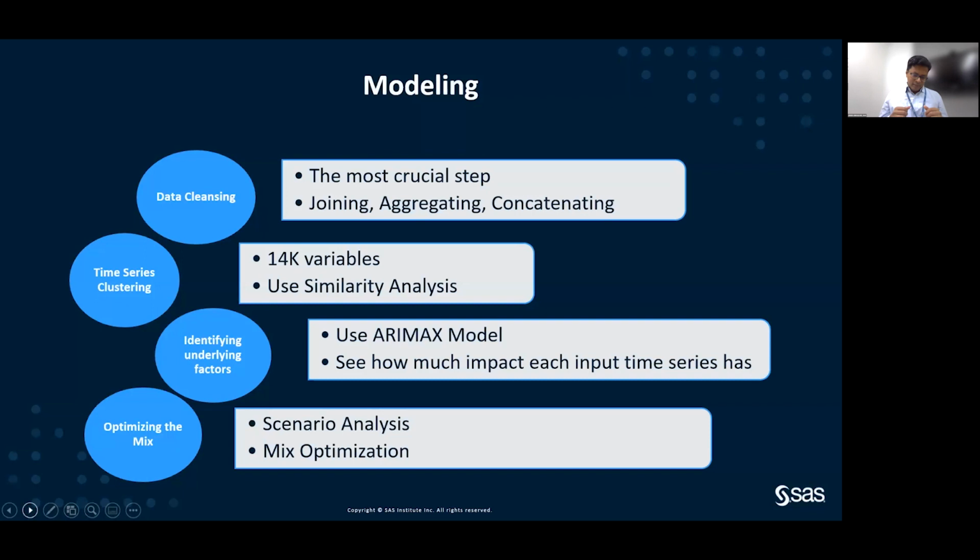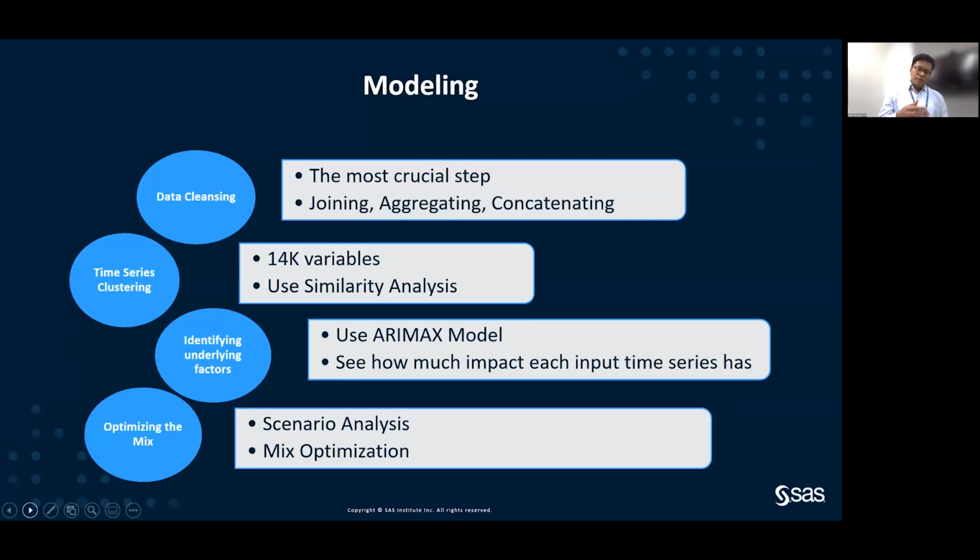We found that there were 14,000 time series variables, and if we try to analyze each and every time series variable, it is not feasible. So we had to naturally cluster the time series, using similarity analysis. We clustered them into 8 clusters. Each cluster has many time series inside it, sharing a similar pattern, and that's why they came in the same cluster.